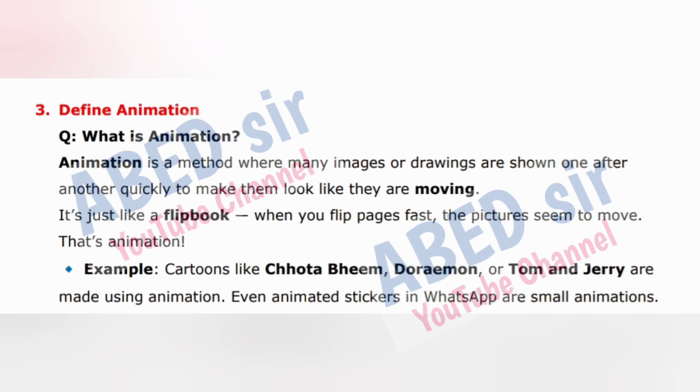What is animation? Animation is a method where many images or drawings are shown one after another quickly to make them look like they are moving. It's just like a flip book. When you flip pages fast, the pictures seem to move. That's animation. Example: cartoons like Chhota Bheem, Doraemon, or Tom and Jerry are made using animation. Even animated stickers in WhatsApp are small animations.